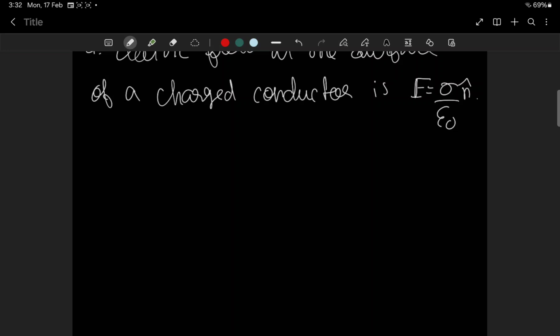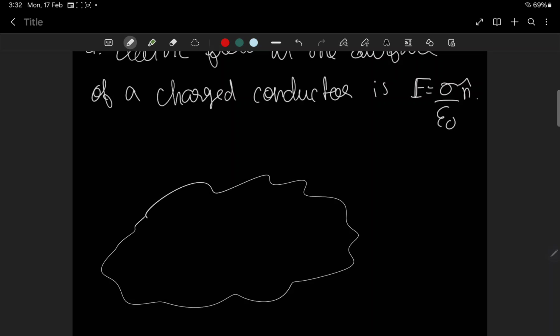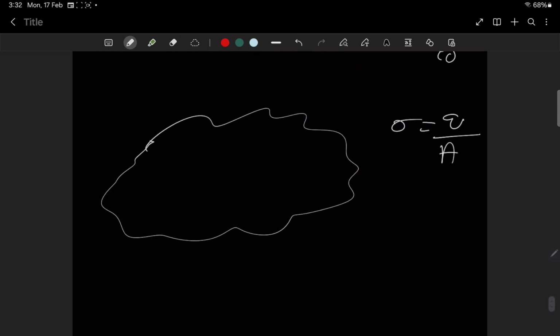To prove that, consider a charged conductor of irregular shape. This is a charged conductor, looks like an amoeba, irregular shape. Sigma is the surface charge density, that is Q by area. To determine the electric field at this point, we choose a short cylinder here, and this is the electric field, perpendicular. This is delta S, that is the area.